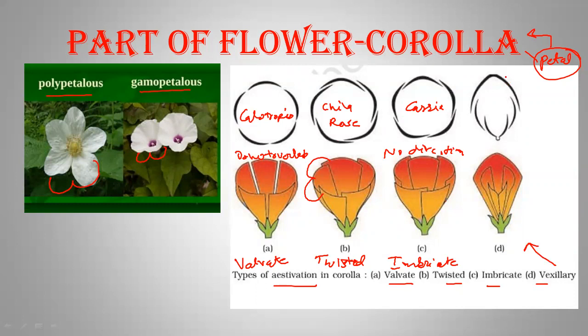In vexillary, there is one largest petal which overlaps two lateral petals, and these two lateral petals overlap two anterior smallest petals. So the largest one is known as standard, the lateral petals are known as wings, and the two anterior smallest petals are known as keel. Example is pea.